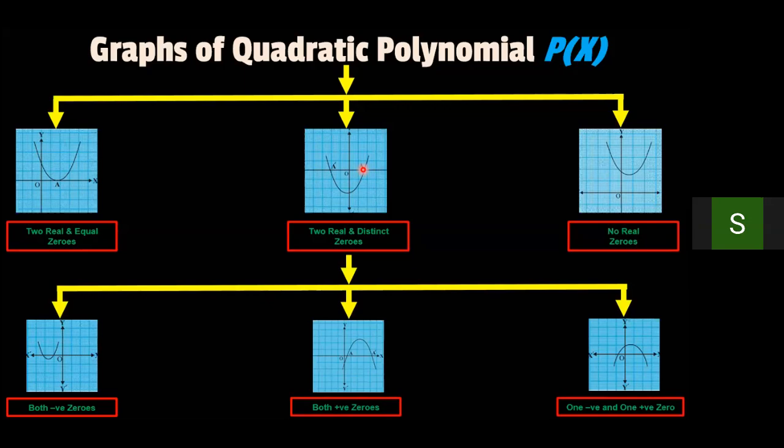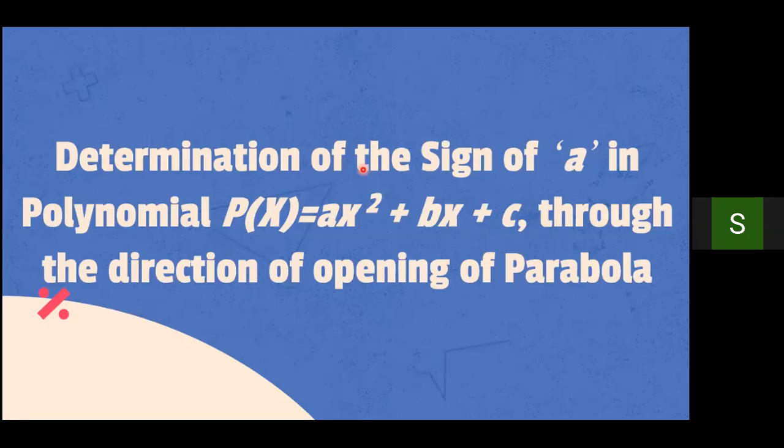Dear friends, do you know that we can get the sign of a in the polynomial ax squared plus bx plus c by just seeing the direction of opening of the parabola?